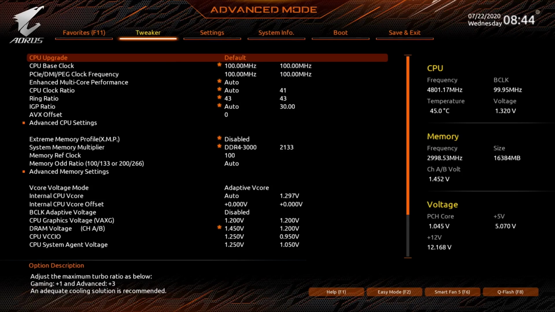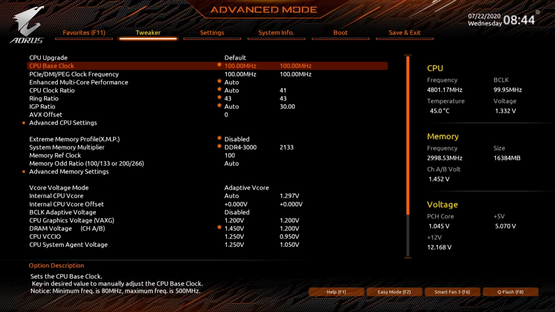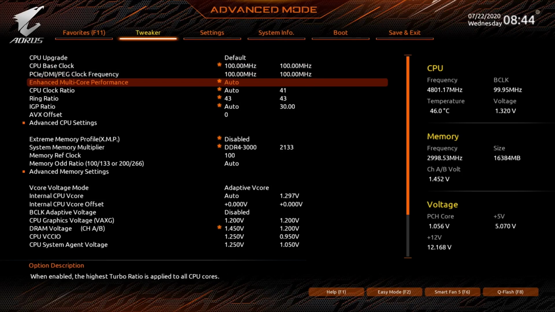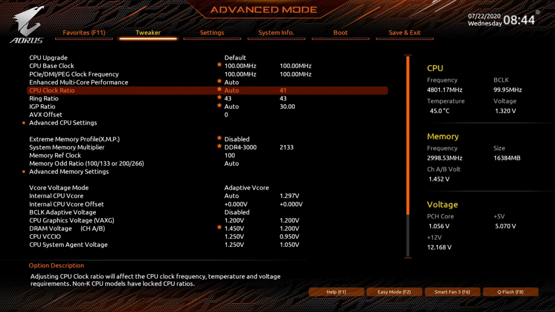So what I do with that is I leave the CPU upgrade to default. We don't need to mess with that. Base clock, I lock that at 100. PCI Express, lock that at 100. Enhanced multi-core performance, that's a Gigabyte option. It applies the highest turbo ratio to all the cores, and that's something that we're going to want to do.